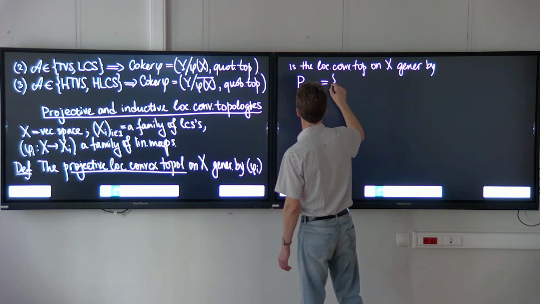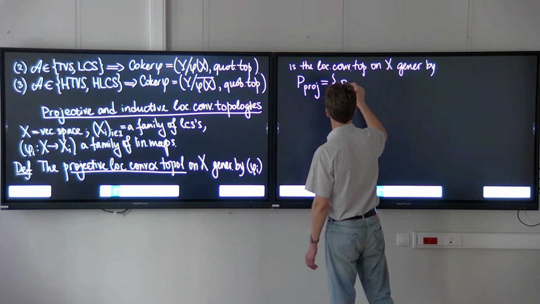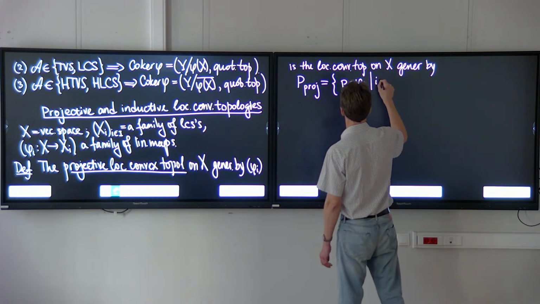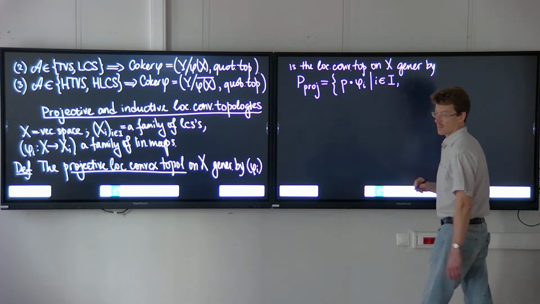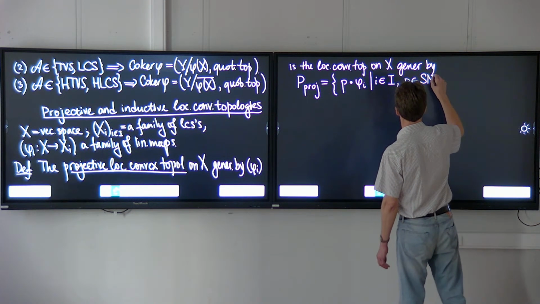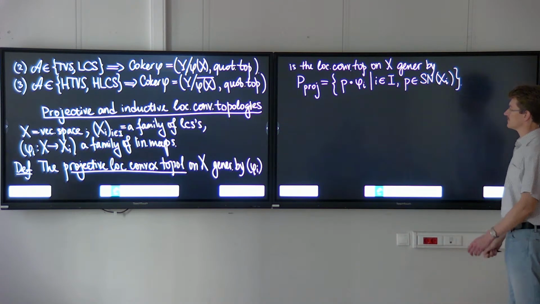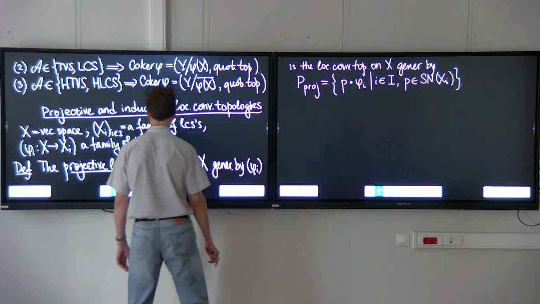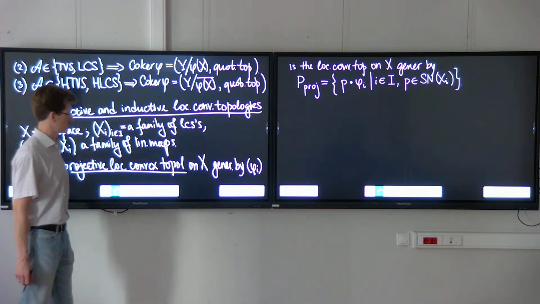It consists of all seminorms of the following form: P composed with phi I, where I runs over our index set big I, and for every I, P runs over the family of all continuous seminorms on Xi. So by definition, this is the defining family of seminorms for the projective locally convex topology on X.